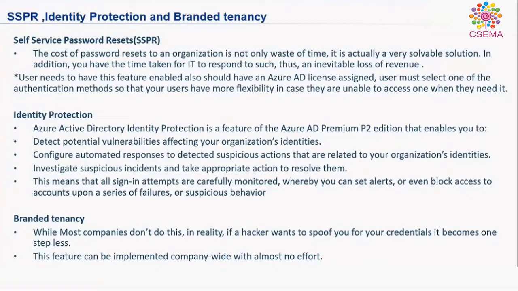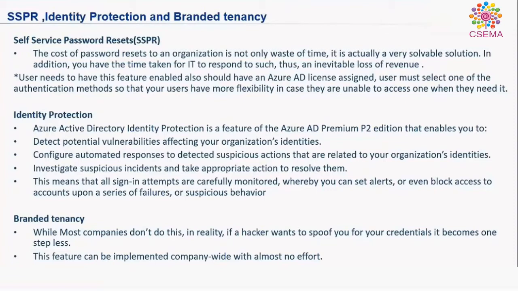So identity protection is another feature. Azure Active Directory Identity Protection is part of the Azure AD Premium P2 edition that enables you to detect potential vulnerabilities affecting your organization's identities. You configure automated responses to detected suspicious actions that are related to your organization's identities. Investigate suspicious incidents and take appropriate action to resolve them. So it's basically an interface where you can see if there are any suspicious activities.